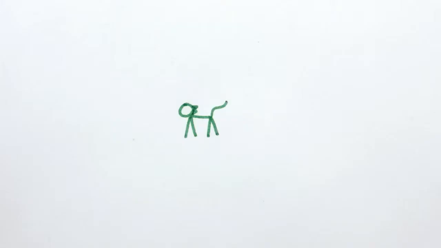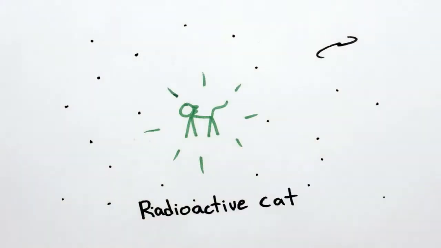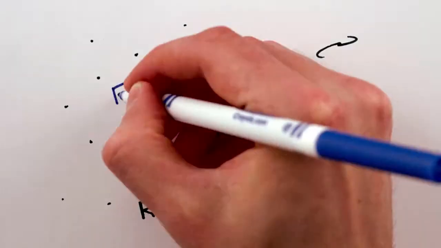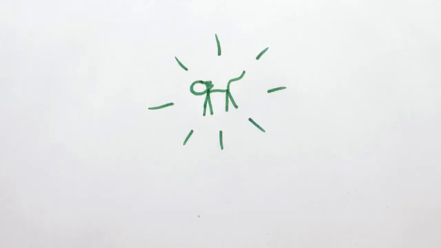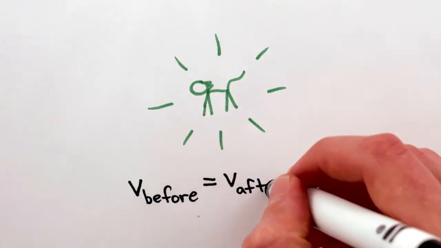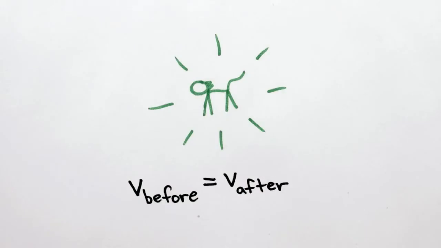Suppose you're watching a cat float freely in empty space, when suddenly it emits a flash of light in all directions. The light carries away some energy, we'll call it E. So by conservation of energy, the cat must have lost energy E. But since the light was emitted symmetrically in all directions, it won't have changed the cat's velocity. So where did the energy for the light come from?